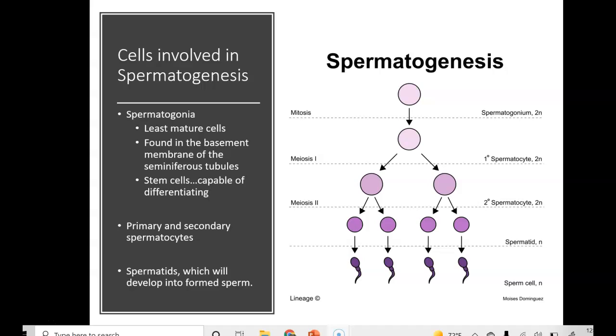And they basically are going to sit on the basement membrane inside the seminiferous tubules. These are the stem cells of the testes, which means that they are still able to differentiate into a variety of different cell types throughout their adulthood. So they are examples of stem cells. So when we start up here, spermatogonia are going to be diploid cells, and they're going to actually go through a stage of mitosis to form primary spermatocytes.